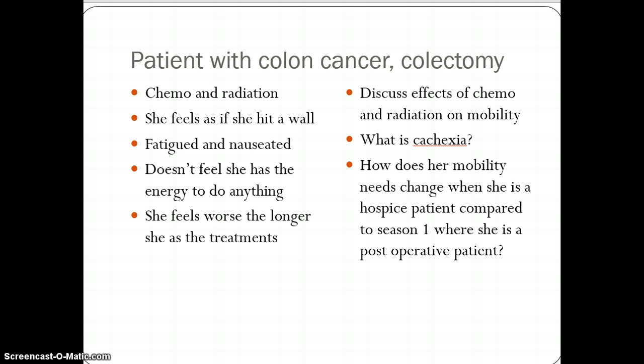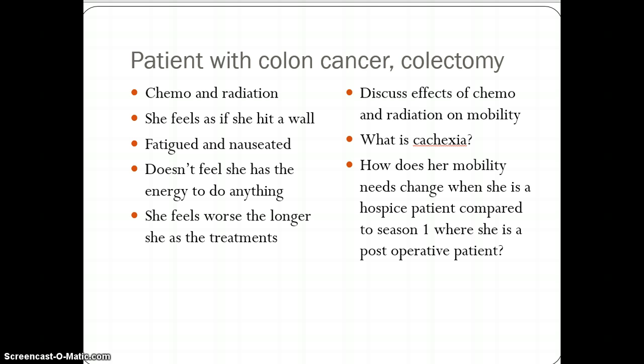As we look at a patient with colon cancer or having a colectomy, we know that many of our patients feel very fatigued and nauseated. They don't have any energy. They have what we call malaise. And the longer the treatments go on, sometimes the worse that this can get. So the effects of chemo and radiation on mobility and dehydration can be very profound.